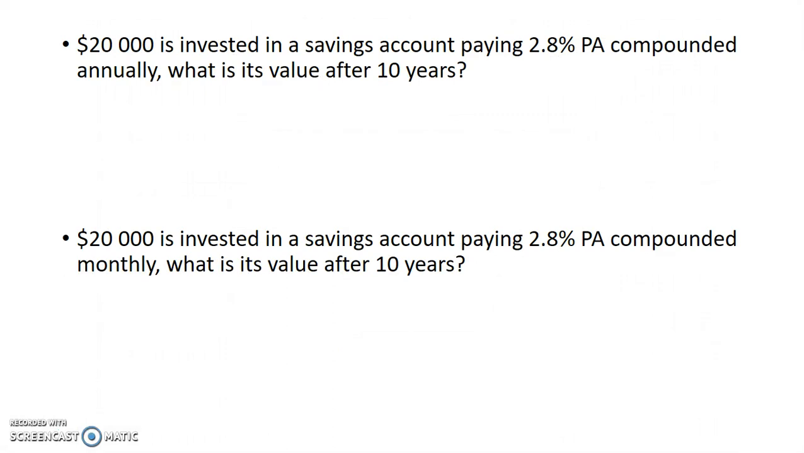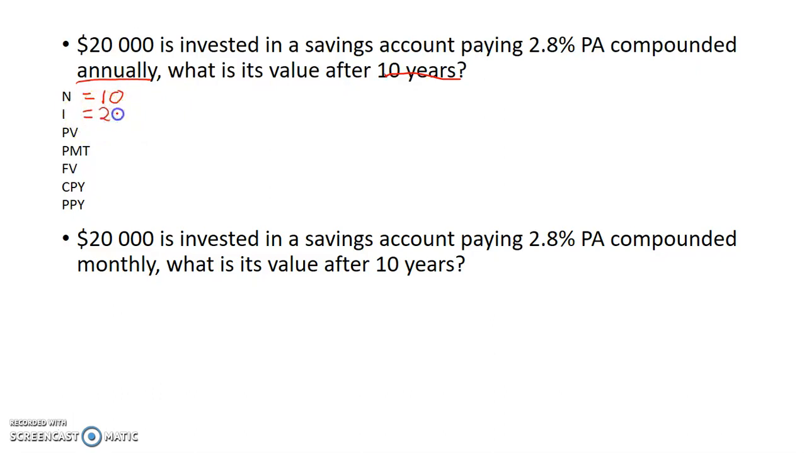So our first one: $20,000 is invested in a savings account at 2.8% per annum compounded annually. What's its value after 10 years? Biggest hint is to write down the letters as they look on Finance Solver on your CAS calculator to start with, and you end up with all of these things. We then plug in what we need to know. So N is our number of compound periods. It's 10 years, and it's annually. So you can write 10 times 1, but we don't necessarily need the times 1. We've got 10 compound periods.